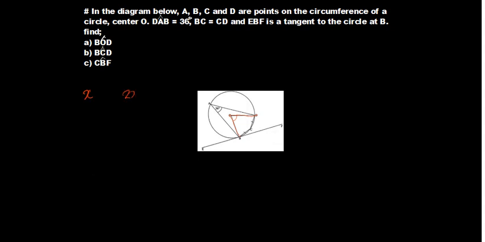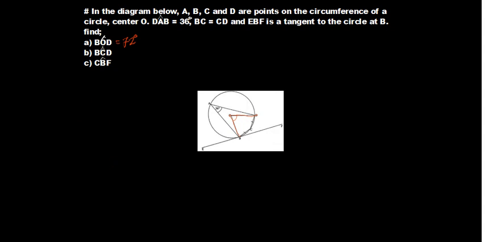So it basically means our angle that we're looking for, which is BOD, is equal to what? 2 multiplied by the angle DAB, because that's the angle that we have at the circumference. So here you're going to say 2 multiplied by 36 degrees. What you're going to get is 72 degrees. So our angle here is 72 degrees. Okay, so we go to the next one.